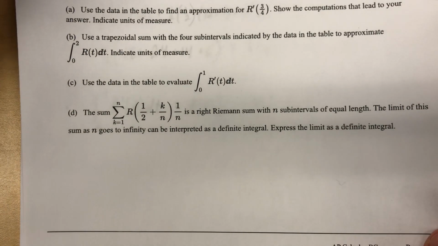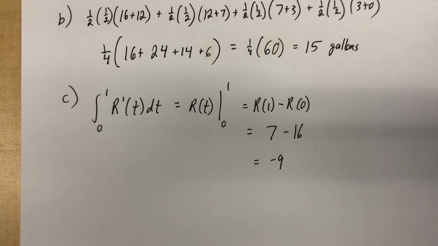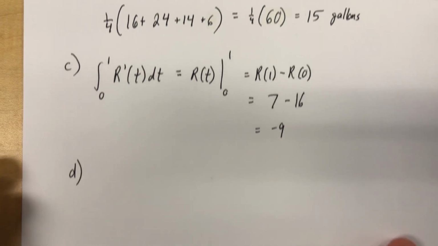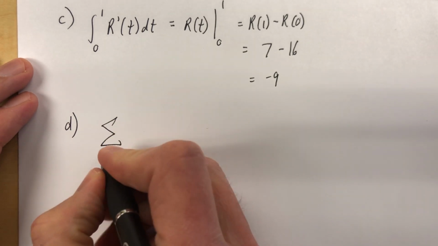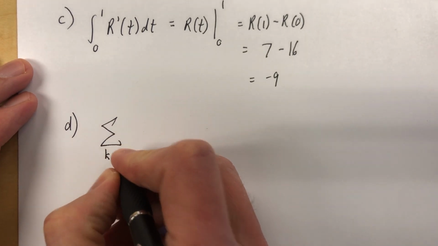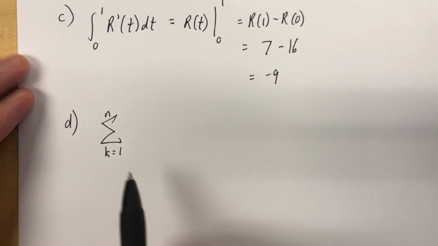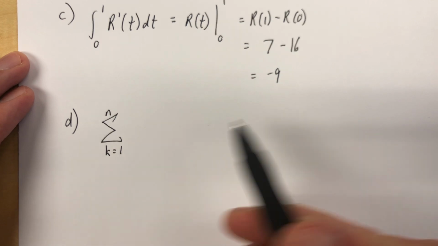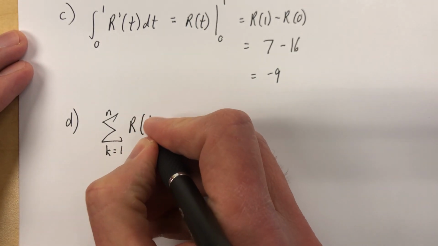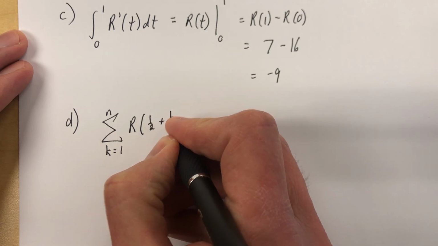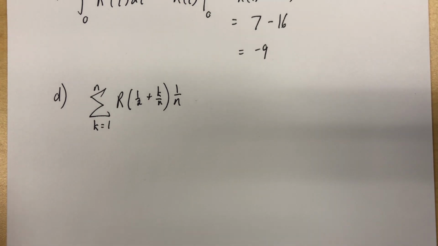Okay, now we get to part D, which has some notation that can be very foreign. This is one of the more obscure topics in calculus, and I'm going to write down what they told me, and then we'll go from there. They said the sum, and this is the symbol for sum, it adds together the following expression all the way from 1 to n. So I'd plug in a 1, plug in a 2, plug in a 3, plug in a 4, add all that all the way up to n of r of 1/2 plus k over n times 1 over n. Okay, they gave me that, and don't panic if it looks ridiculous.